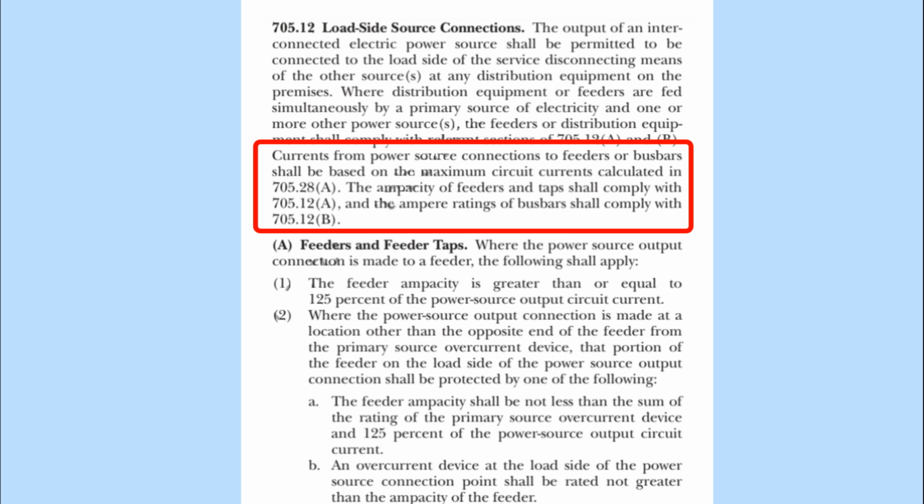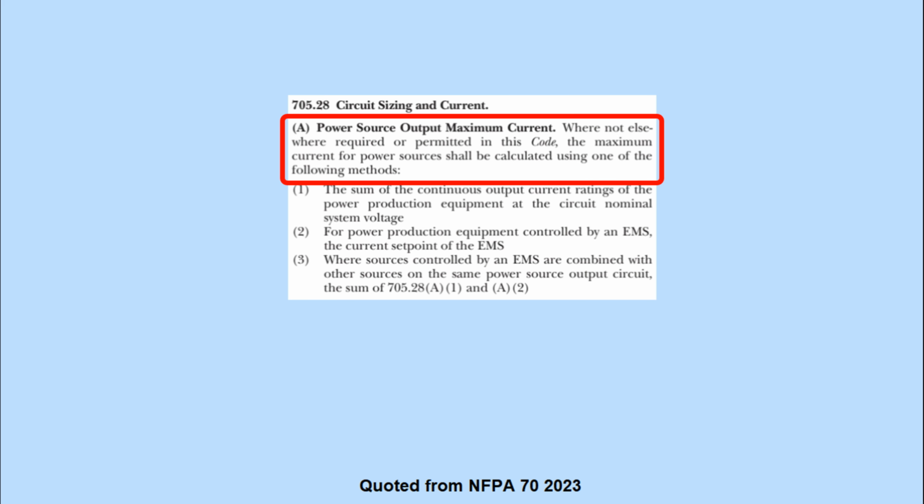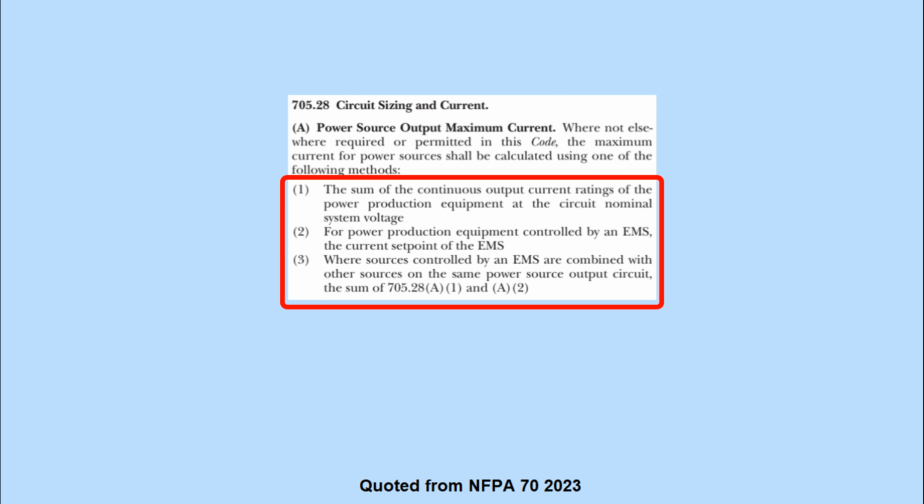Currents from power source connections to feeders or busbars shall be based on the maximum circuit currents calculated in 705.28(A). The ampacity of feeders and taps shall comply with 705.12(A), and the amperage ratings of busbars shall comply with 705.12(B). Let's look at 705.28(A) first. A. Power source output maximum current. Where not elsewhere required or permitted in this code, the maximum current for power sources shall be calculated using one of the following methods. There are three possible methods.